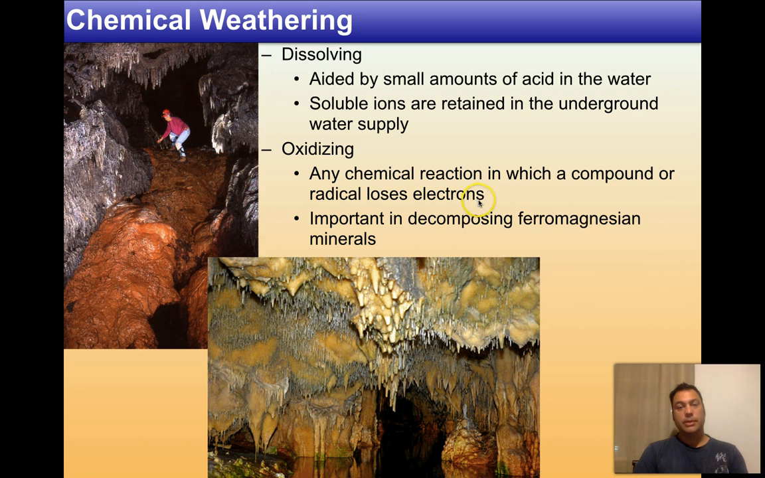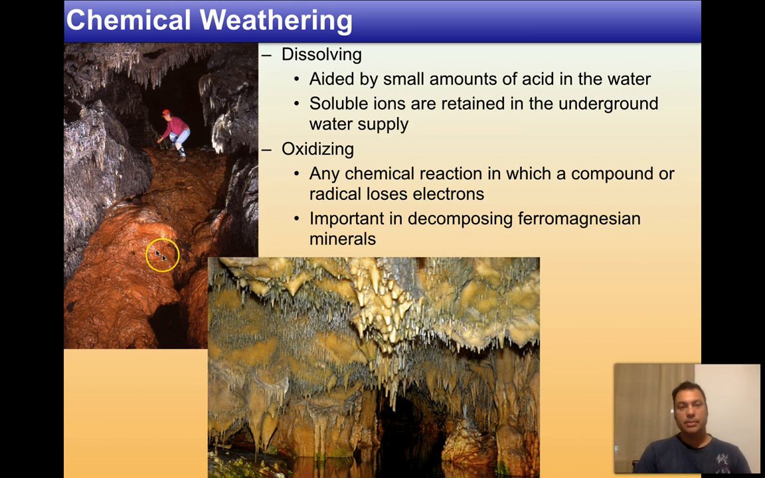So if it loses electrons, in this case, what is it going to be losing the electrons to? The oxygen, right? The oxygen tends to come and take electrons away from things. So it's important for decomposing ferromagnesian minerals such as olivine, such as orthopyroxene, things like this. And so here we see both episodes.